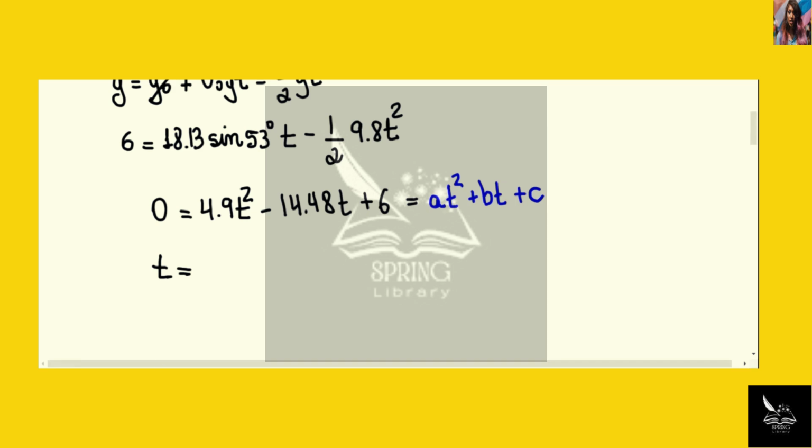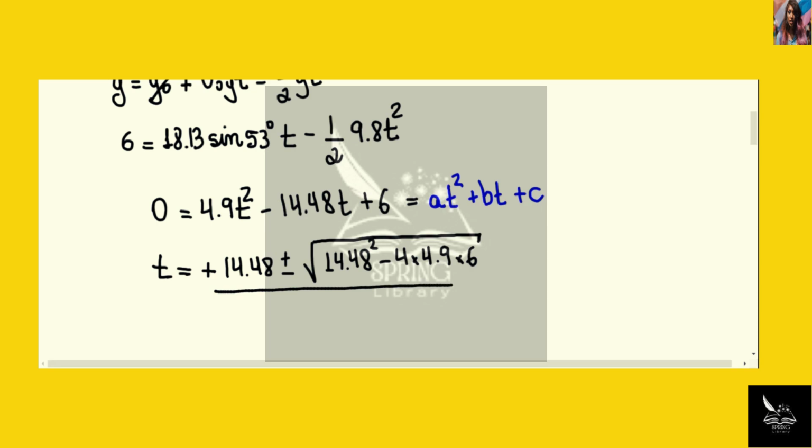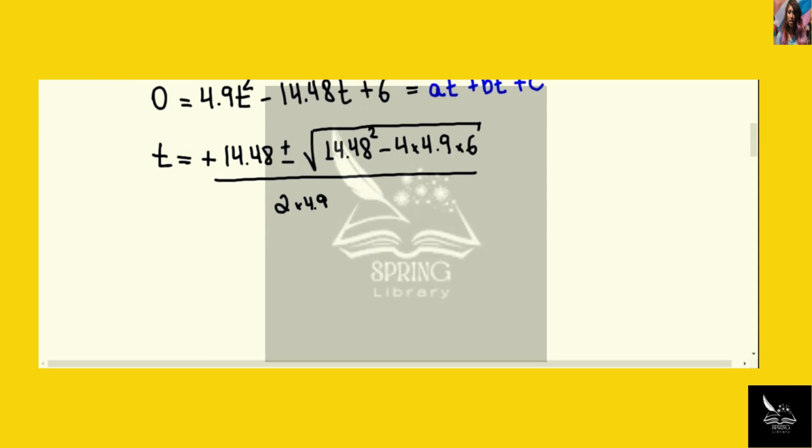And the solution, according to the Bhaskara formula, is minus b, so this is plus 14.48, plus or minus the square root of b squared, so this is 14.48 squared, minus 4 times a, so 4 times 4.9 times 6, divided by 2 times a, so this is 2 times 4.9. So we have two possible solutions, one with the plus sign and the other with the minus sign.